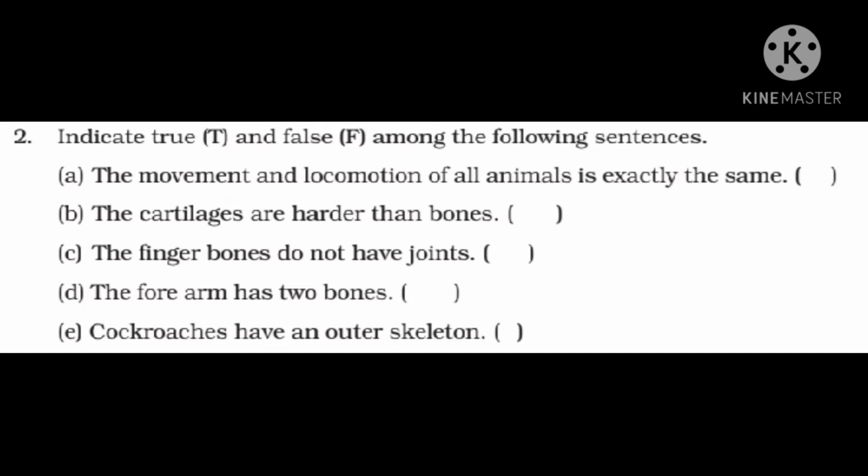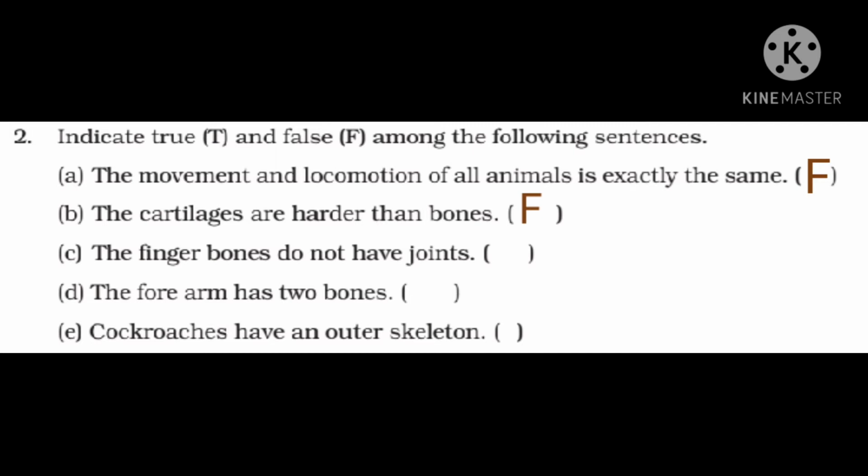Next is indicate true and false among the following sentences. The first sentence: the movement and locomotion of all animals is exactly the same. What do you feel? Is it a true statement or false? Yes, of course, it is a false statement. Movement and locomotion of all animals is not exactly the same. So, it is false. Second question: the cartilages are harder than bones. Is it harder than bones? No. So, this statement is also false.